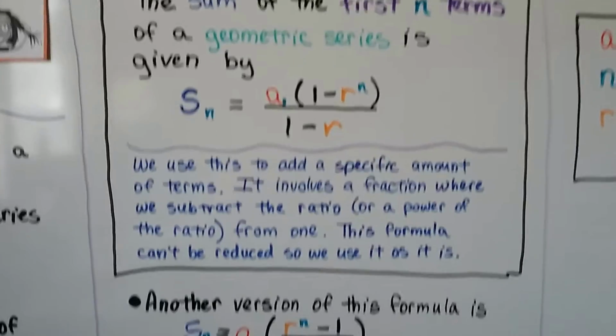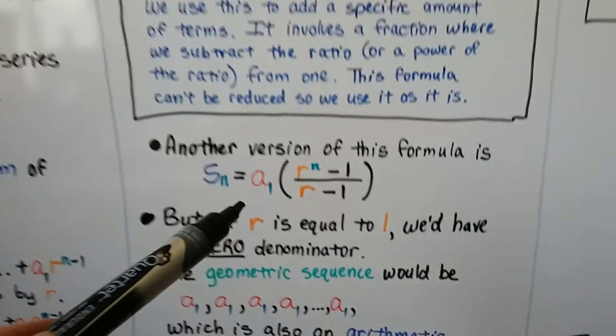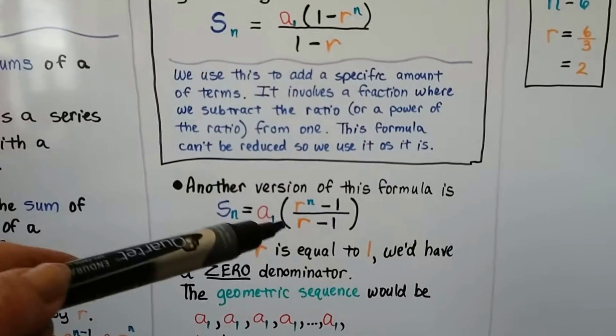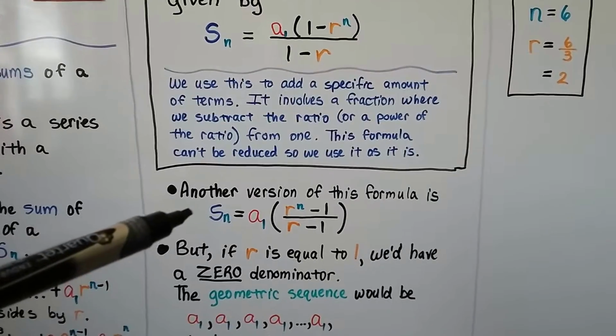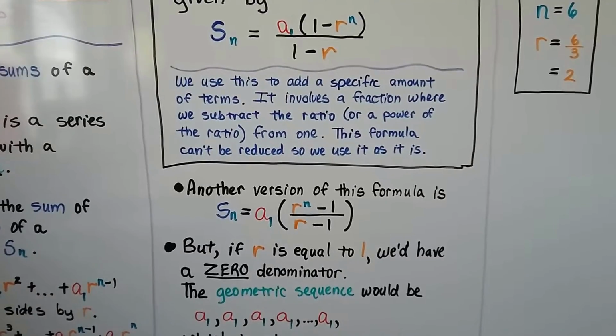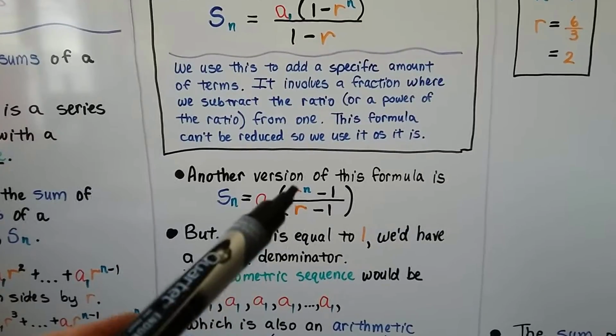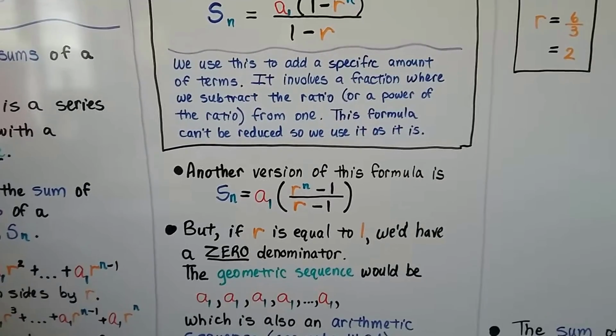Okay? Another version of this formula is this. So take a look at the one above it. Okay? So this is another version of the formula. But if r is equal to 1, we have a 0 denominator. See? If that's a 1, we end up with a 0 denominator.